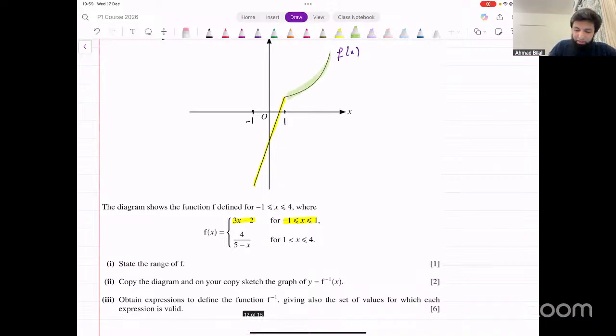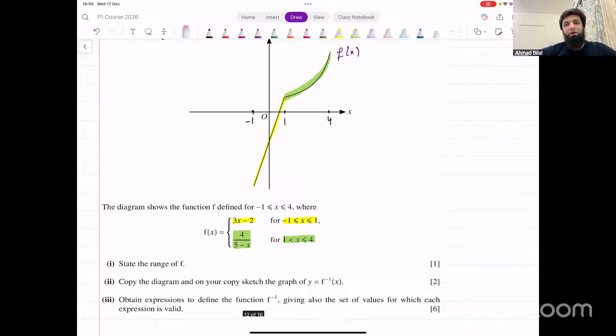That part is this reciprocal function, 4 over 5 minus x. X is going from 1 to 4. That means this point here at the end, that is 4. This green part of the curve follows this expression, 4 over 5 minus x.